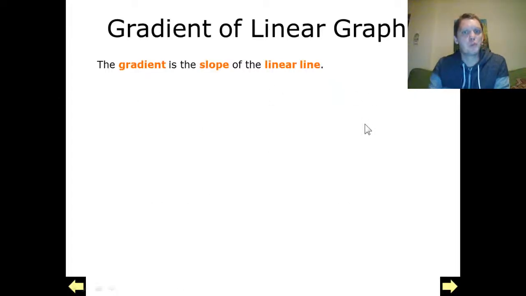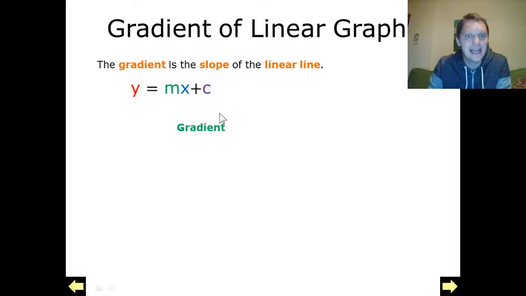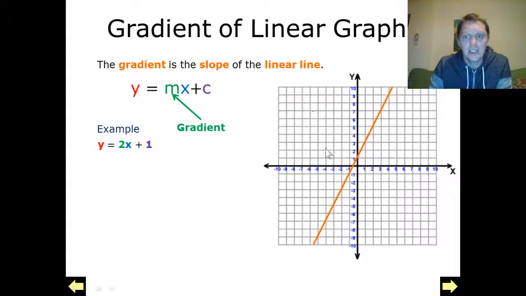So when we're talking about the gradient, we are talking about the slope. We're talking about the steepness of the line. So here's our basic line equation: y equals mx plus c, and the m here is the gradient that we're looking for. So when we're talking about the gradient, we're looking to try and calculate what number is meant to be going here.